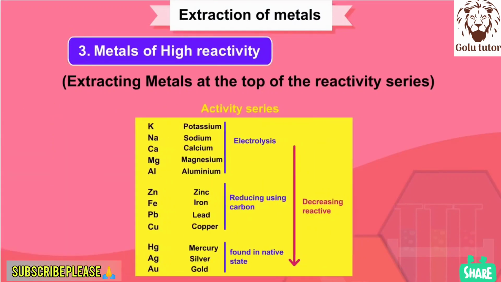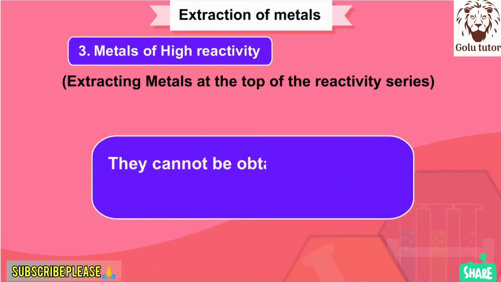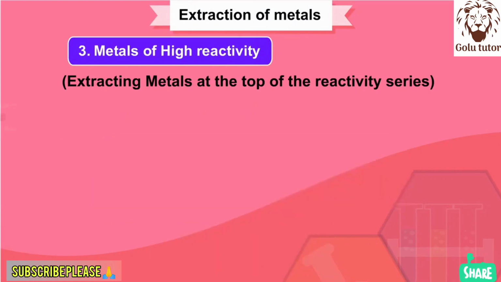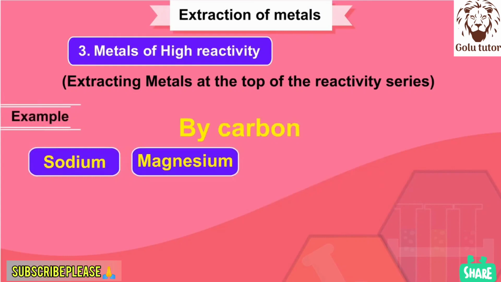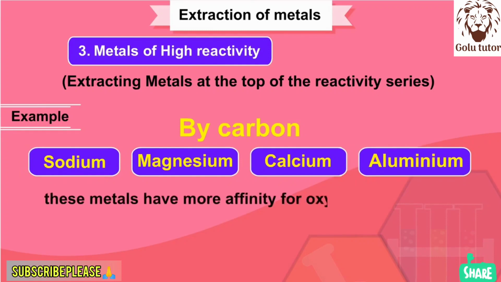Extracting metals at the top of the reactivity series, highly reactive metals. The metals high up in the reactivity series are very reactive. They cannot be obtained from their compounds by heating with carbon. For example, carbon cannot reduce the oxides of sodium, magnesium, calcium, aluminium, etc. to the respective metals. This is because these metals have more affinity for oxygen than carbon.